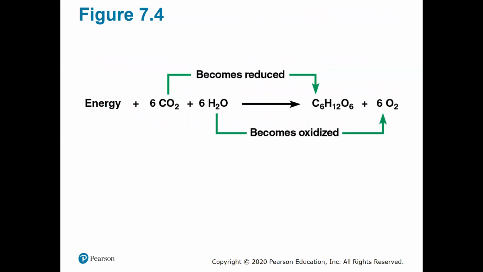And so this is just the summary of the photosynthesis equation, where in photosynthesis, you need energy, carbon dioxide, and water to create a sugar molecule and oxygen gas. And you can see where the carbon dioxide becomes reduced and the water molecule becomes oxidized.